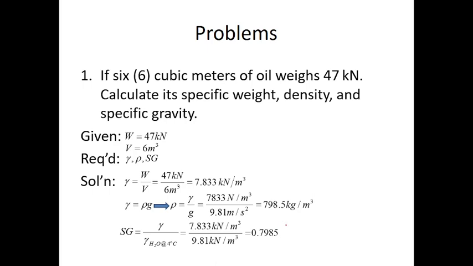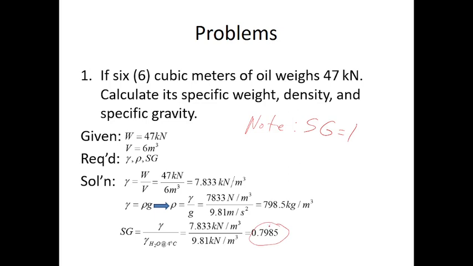It implies that the specific gravity of oil is lower than 1. Note that the specific gravity of water is 1. At this temperature, 4 degrees Celsius, the specific gravity of water is 1. Okay? So if the specific gravity of oil is 0.7985 and it is less than 1, we can therefore say that oil is less dense than water.